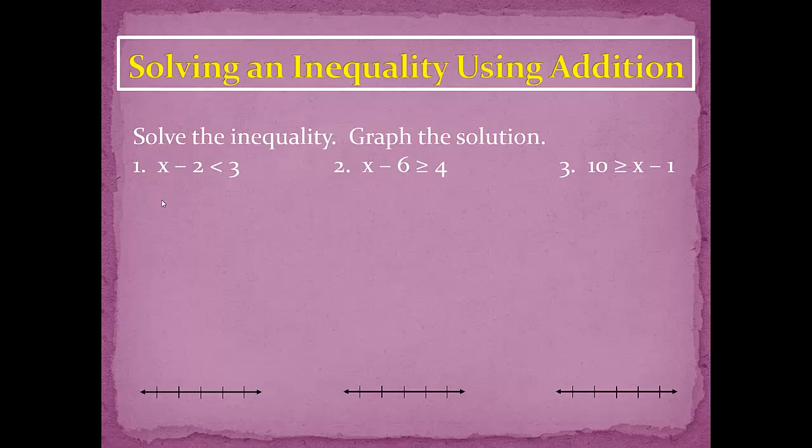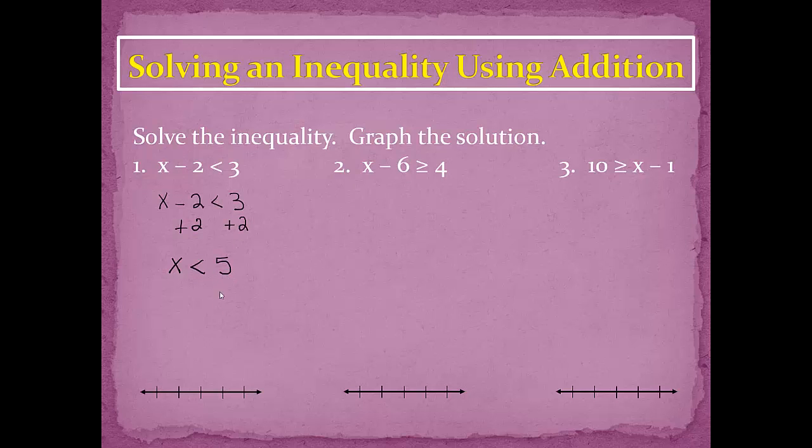So for number 1, we have x minus 2 is less than 3. So we'll go ahead and solve this by adding 2 to both sides. We solve this just like we solved equations. So we add 2 to both sides. So on the left-hand side, we have x, and then we have is less than, and 3 plus 2 is 5. So x is less than 5.